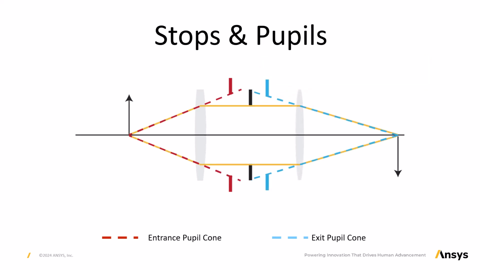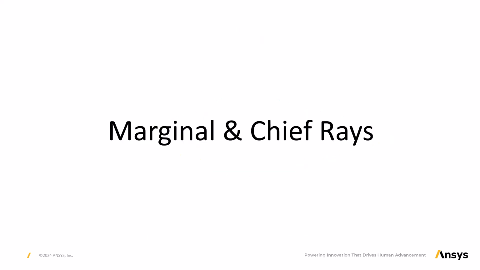The entrance and exit pupils define the cones of light entering and exiting the optical system, essentially defining how much and at what angles light is accepted into the system. In paraxial optics, two specific rays can define and characterize an optical system, the marginal ray and the chief ray.